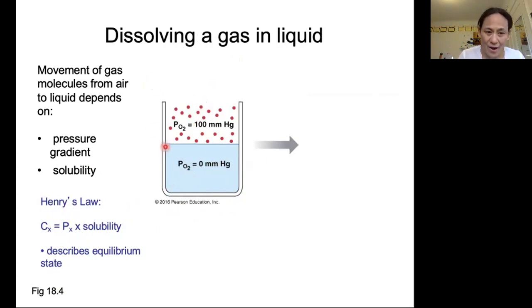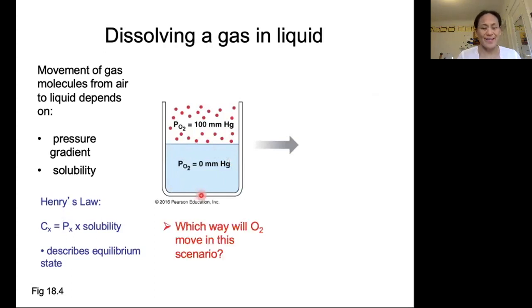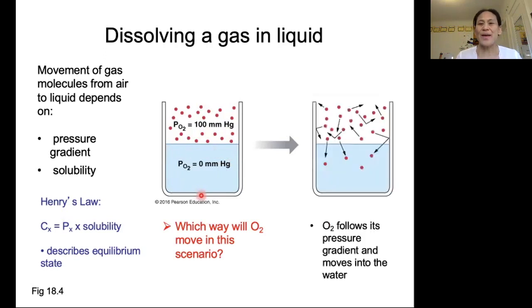Taking a look at this figure here, let's imagine what's going to happen. We have air that has a PO2 of 100 millimeters of mercury, and then we have water here with a PO2 of 0 millimeters of mercury. Which way is oxygen going to move in this scenario? Think about it for a second. Hopefully that wasn't too tricky for you. Oxygen is just going to follow its pressure gradient from the higher pressure to the lower pressure, which means that it's going to dissolve in the water.